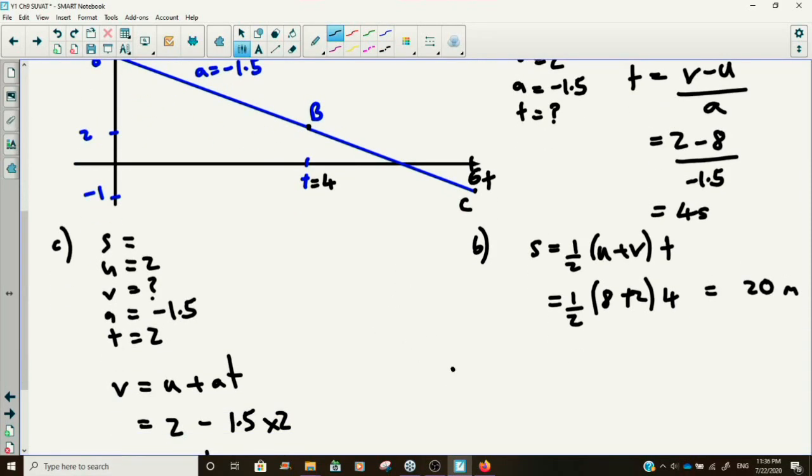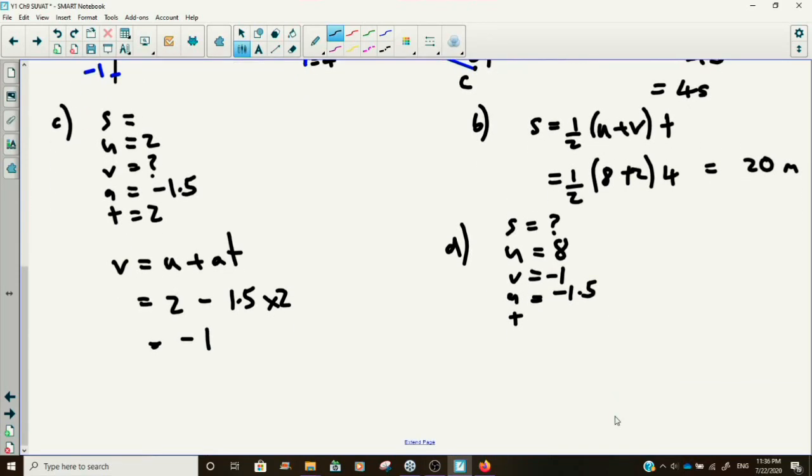Okay, we'll do part D over here so we can see the graph. Okay, so S is what we're after. Initial velocity, let's just take it from here. So the initial velocity is 8. Final velocity at C is minus 1. Acceleration is minus 1.5. Okay, so we've written down all the bits that we know, and we need to know what S is.